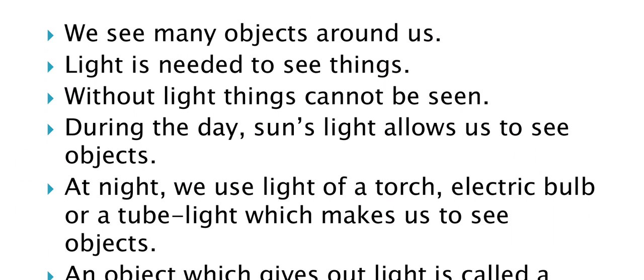We see many objects around us. All objects are colorful and are of different kinds. For example, when you go on the way to the school, we see things like buses, cars, cycles, trees, animals, and sometimes beautiful flowers also. How do you think we see all these objects?